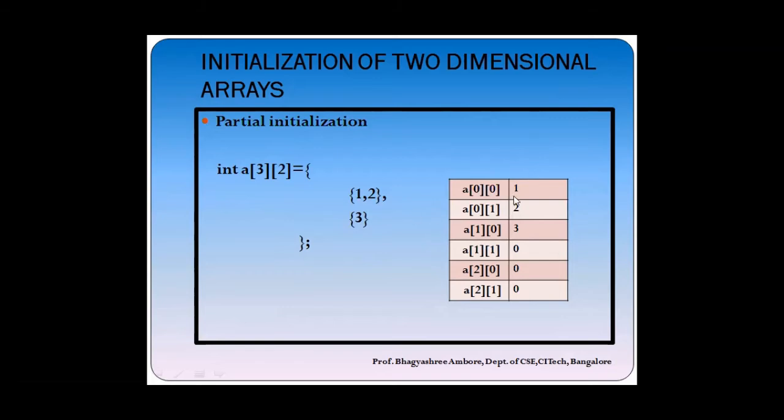First 2 values will be placed in the first row. This 3 will be placed in the second row. Remaining rows will be filled with zeros. This is called partial initialization. Only a partial part of the array I am filling. Rest all will be filled with 0.